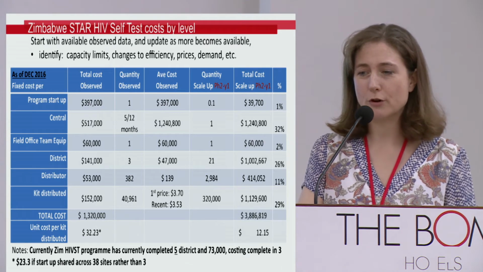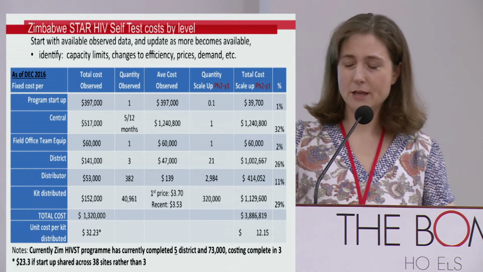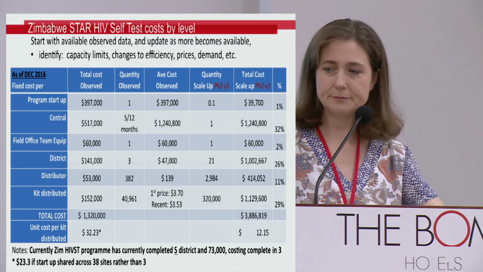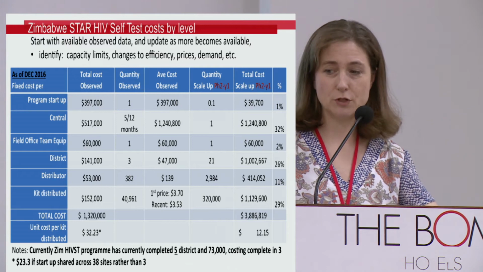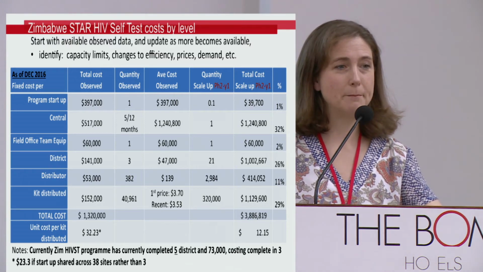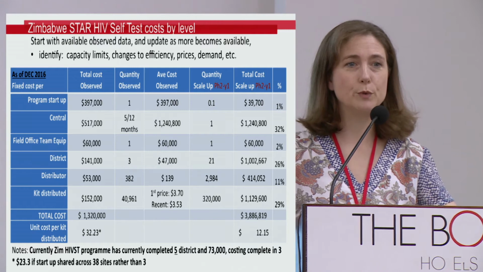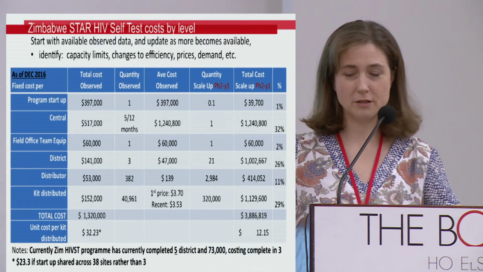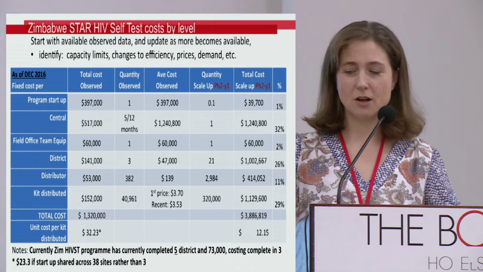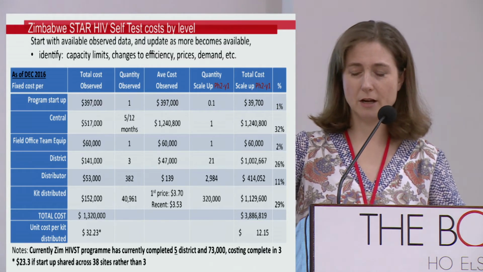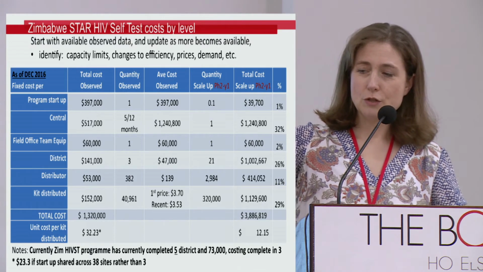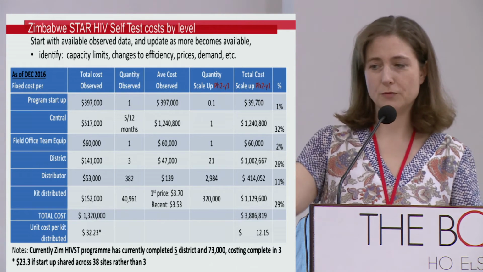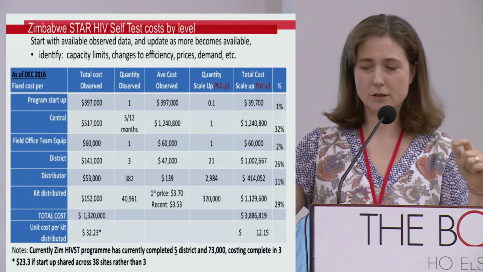So we have some program costs, which are about, so we have all of our observed costs in our first column at each level. We have the quantity that we've observed. So we've only observed 5 months of a year's costing, and normally we would do costing over a year, and that would spread a lot of the fixed costs across. That's why I don't want to emphasize our total costs or our unit costs. Then we get our average cost observed, right?